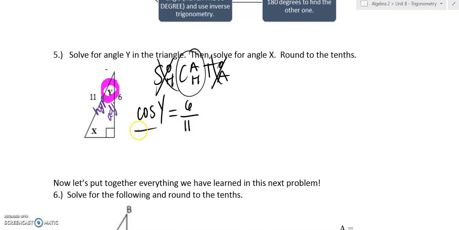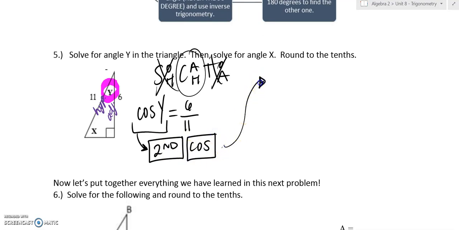I'm going to type this into my calculator because I need to get that angle. I do second, that's my first button. Cosine is my second button, so second cosine. This symbol pops up on my calculator. I put 6 over 11 in there, and I hit enter.